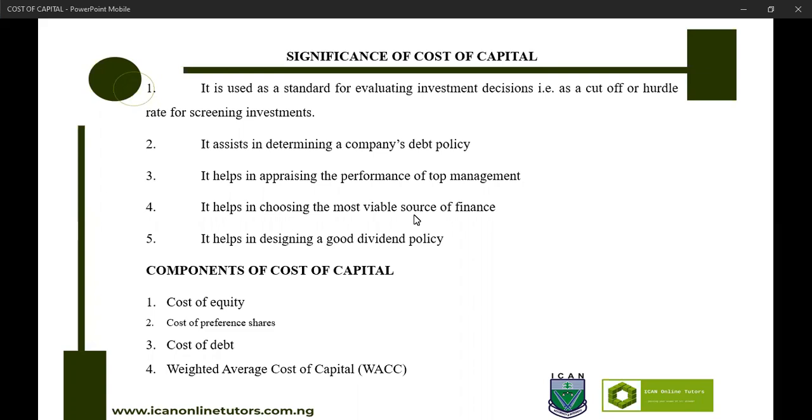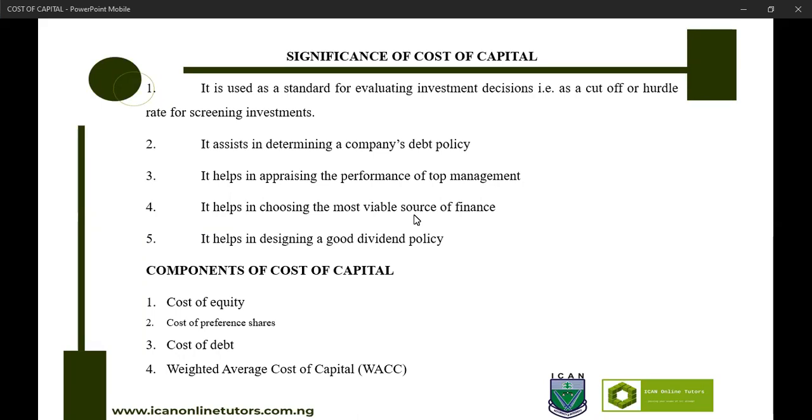Okay, all right, let's move on to the components of cost of capital. We have equity and we also have debt. The equity involves the ordinary shareholders and the preference shareholders, and we also have the debt. And the debt can be classified into three. We have the redeemable and convertible debt. And the last component is the weighted average cost of capital.